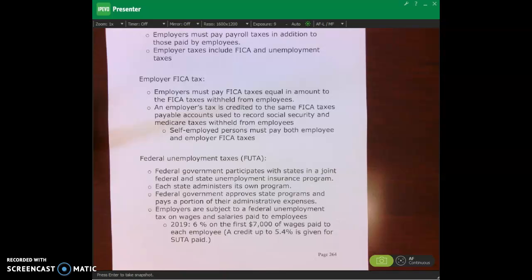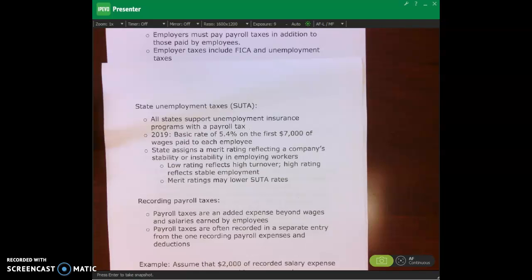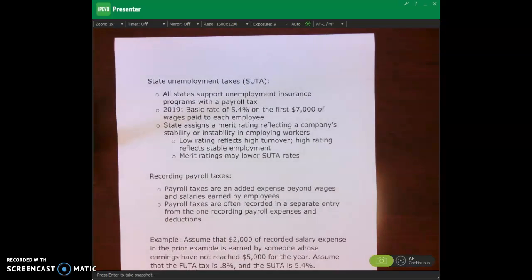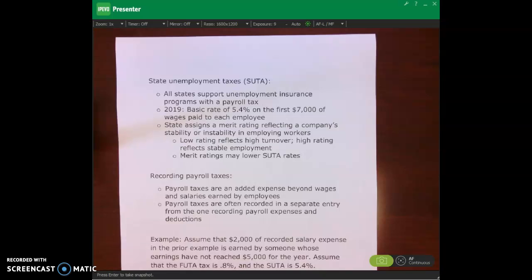So then there's also state unemployment taxes. States provide unemployment insurance, okay? In 2019, the basic rate is 5.4% of the first $7,000 of wages paid to each employee, okay? And the state will assign a merit rating based on a company's stability of employing workers. So if you fire a lot of people, you're probably going to pay a higher rate, okay? So merit ratings may lower or increase state unemployment taxes, okay?